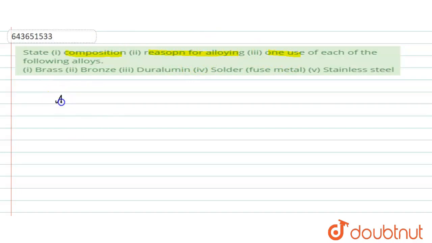So let us make a table. These are alloys, their composition, reason for alloying, and their use. So our first alloy is brass.